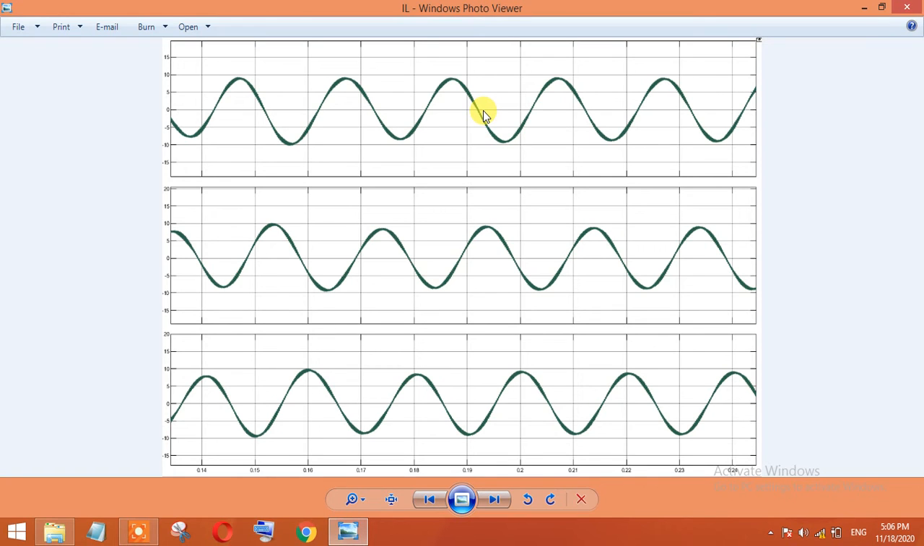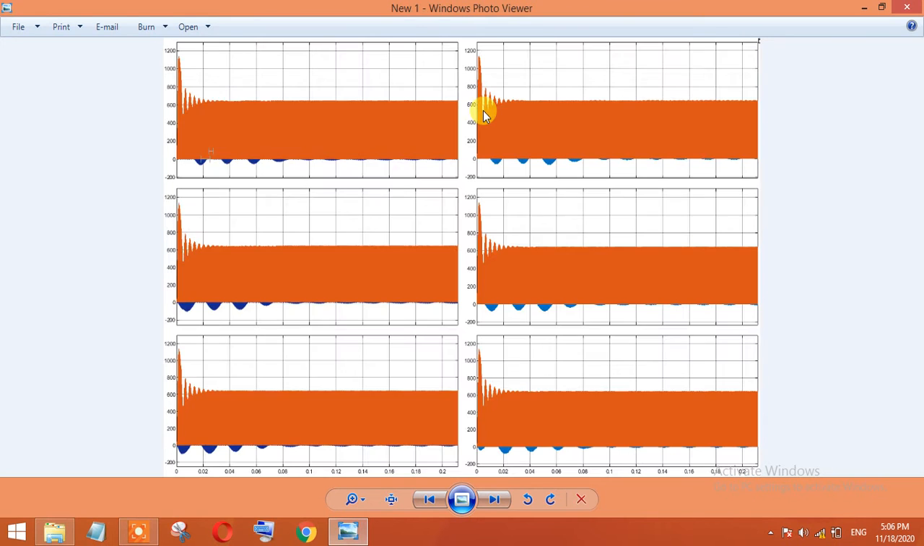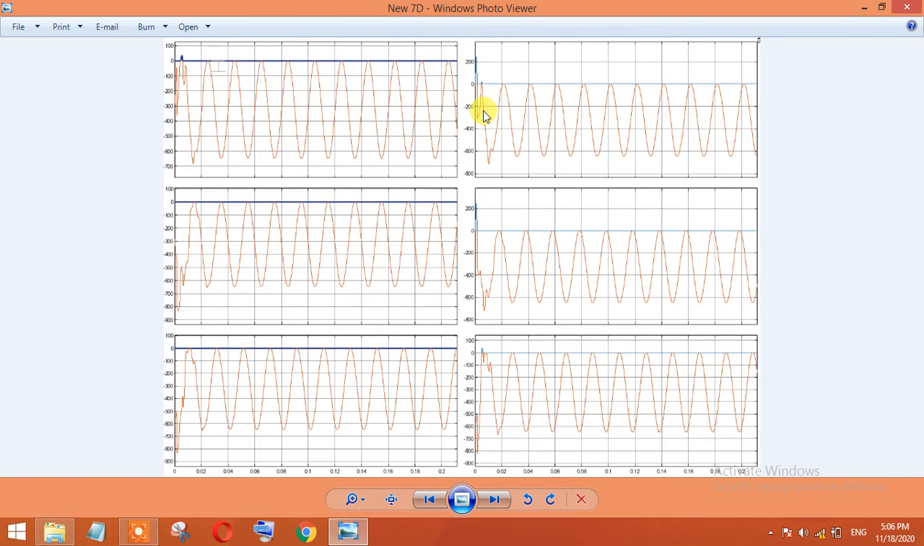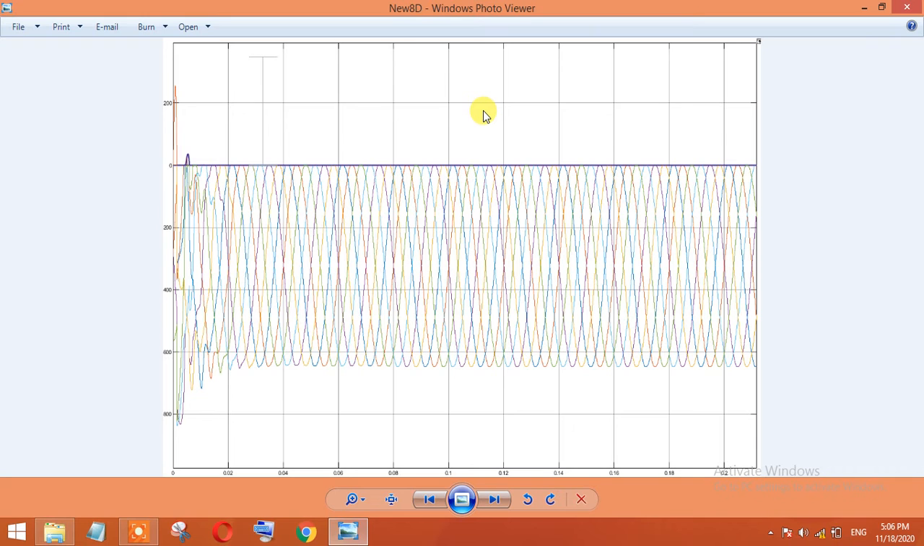And this is the output waveform of current. As you can see, all waves are sine waves. These are basically the currents of diodes, the diodes that will convert AC into DC. This is the combined result.